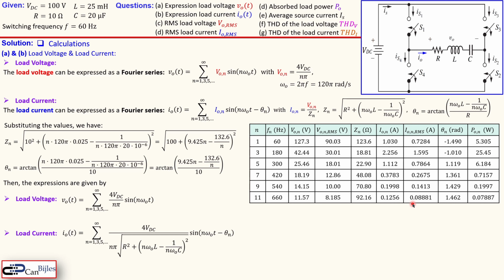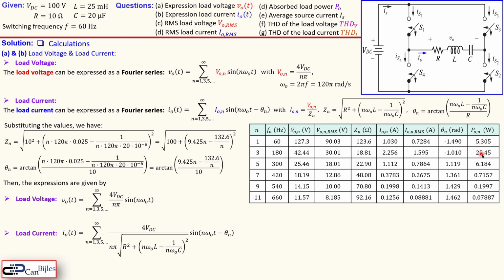And for the RMS values, you can also do a similar thing as we have done for the load voltage. You divide each component by the square root of 2. Then you have this column. Here are the phases for each case, and you also have another extra column, which determines how much power is dissipated for each frequency component. So you see, for the first harmonic, 5.305 watts.